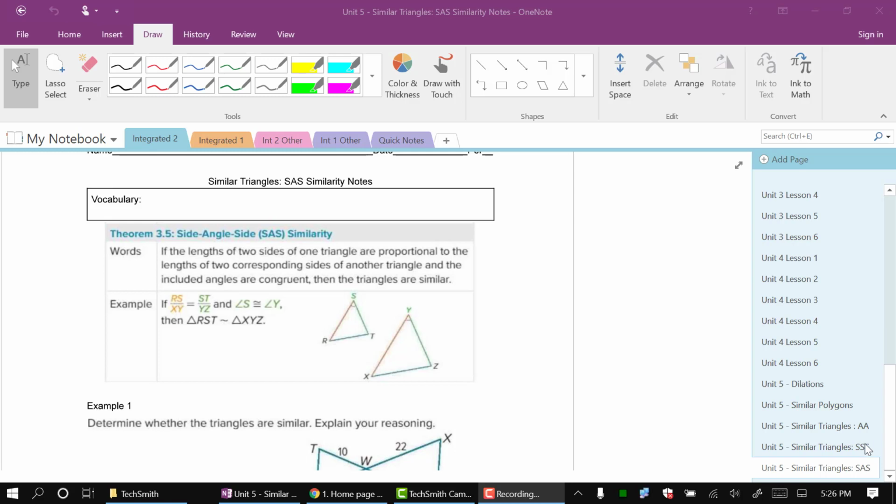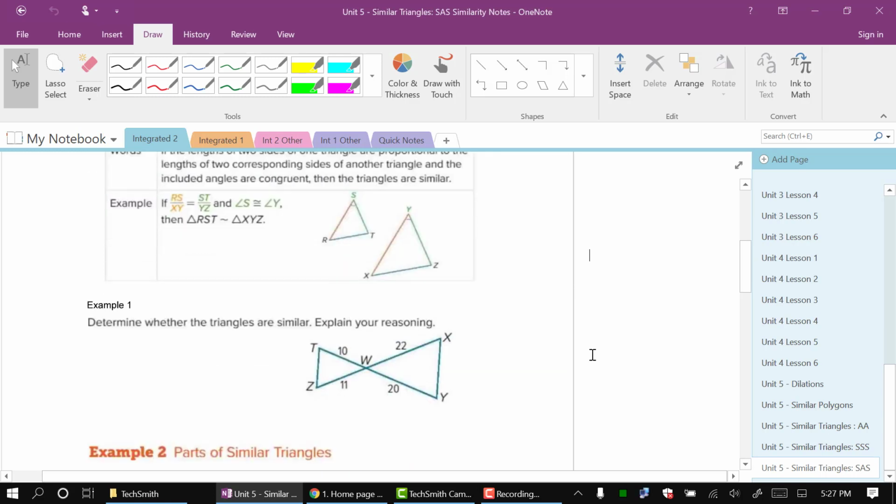So SAS stands for side, angle, side. If the length of two sides of one triangle are proportional to the length of two corresponding sides of another triangle, and the included angles are congruent, then the triangles are similar. So we're going to set up proportional statements. We're going to see if the angles are equal to each other, and if so, then we have similarity. So let's take a look at example 1.